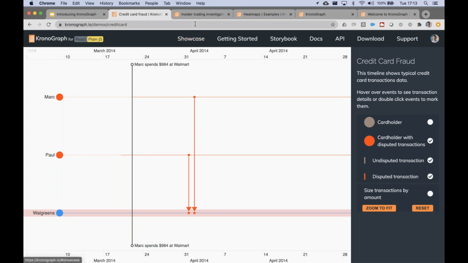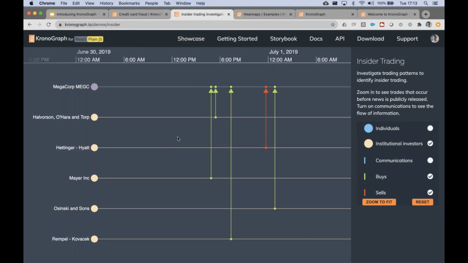Let's quickly move on to a slightly larger, more realistic example. Instead of just a few tens of transactions, what if we had thousands or tens of thousands or even millions? This is an example of some share trading data. We're just looking at one stock, fictional company called Megacorp, and we're looking at some share trades. These are some organizations, investors who have bought or sold shares in this company.